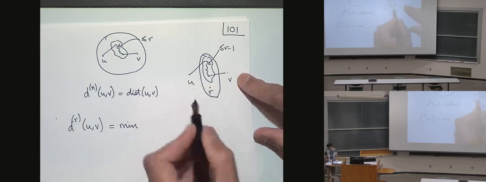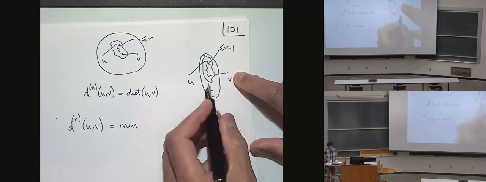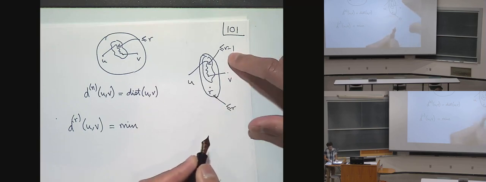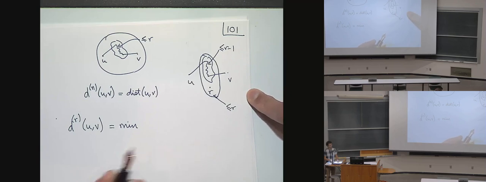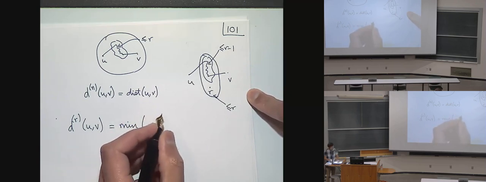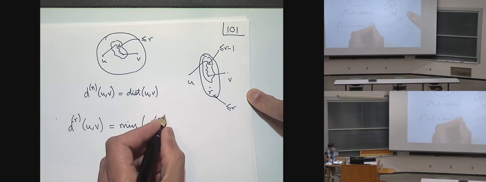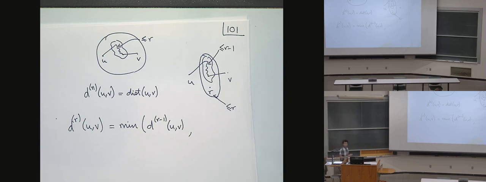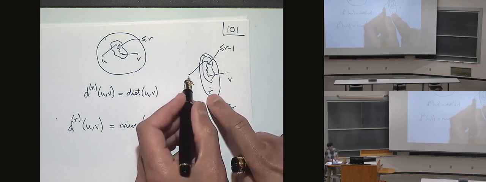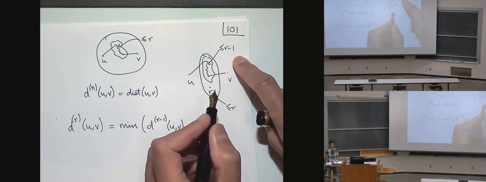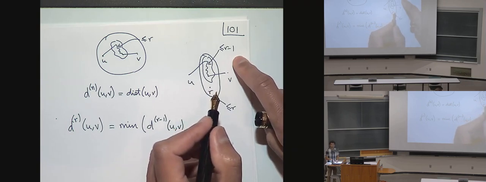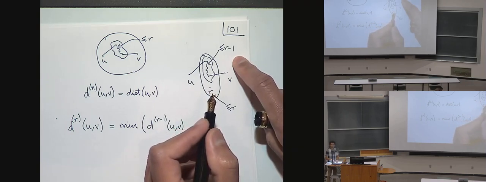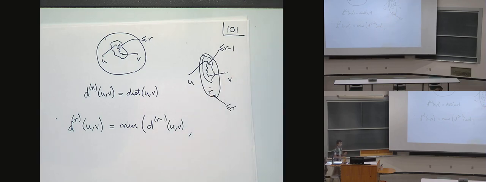So obviously, one option for going from u to v with labels less than r is to not use r at all. Right? So it's going to be the min of d r minus 1 u v. That's certainly one option. What is the other option? The other option means you're going from u to r and from r to v. Okay? That's the hint. Now, what is the next term? There's just one more term you need to minimize over.